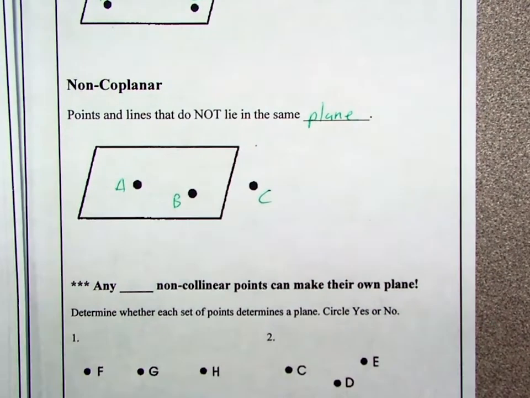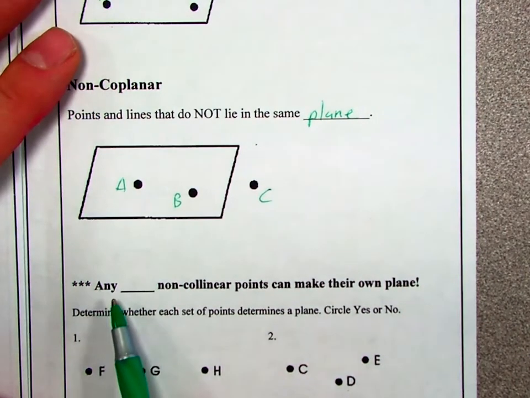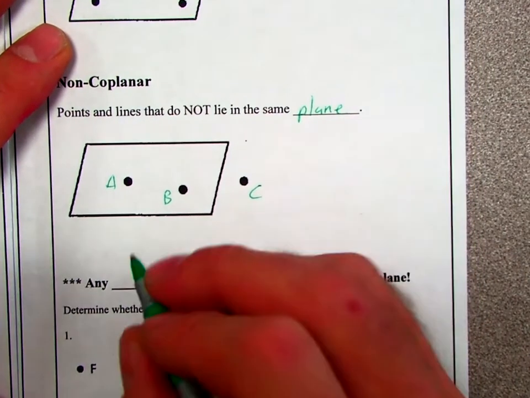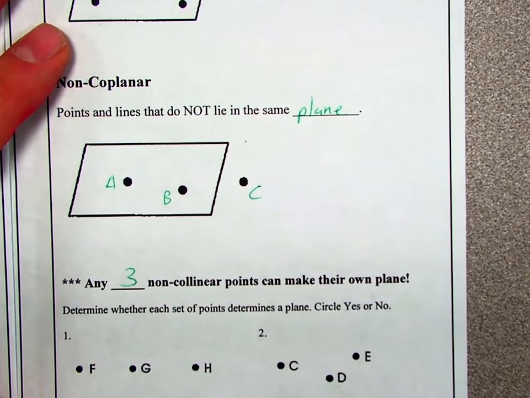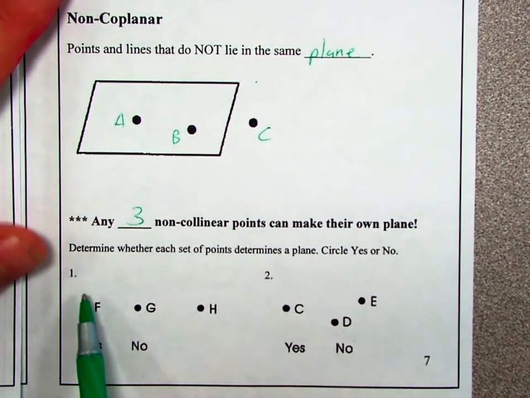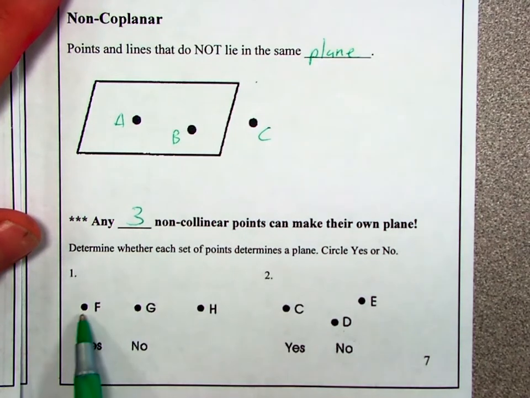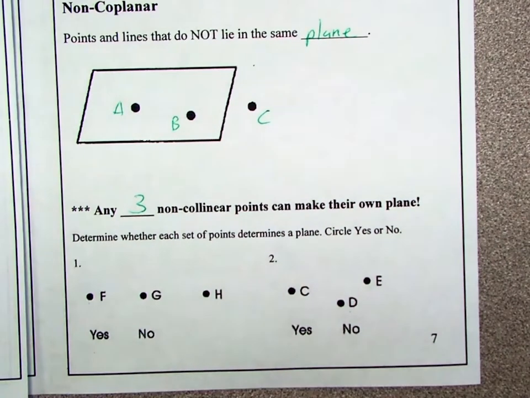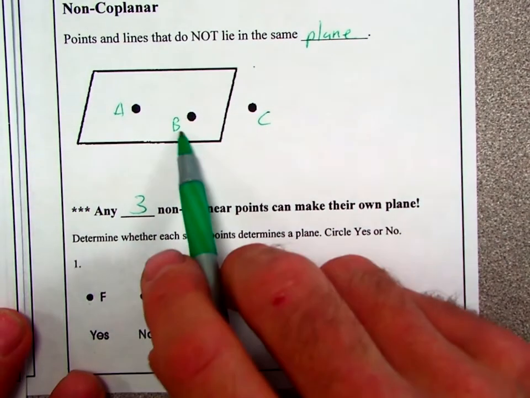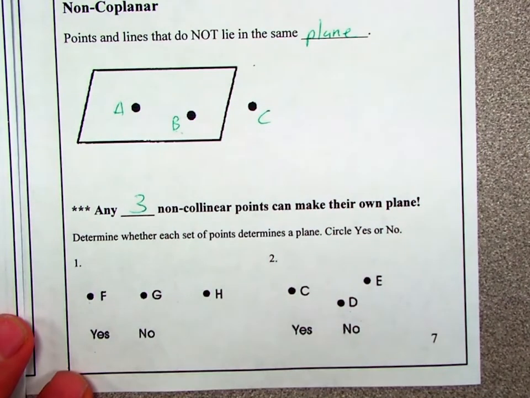And our last little fact, or actually this is a fact, not necessarily a definition like the rest, is that it requires any 3 non-collinear points to make a plane. Okay, so the idea is determine whether each set of points determines a plane, circle yes or no. So we have points F, G, and H. Can you draw a plane, a unique plane, through those 3 points?